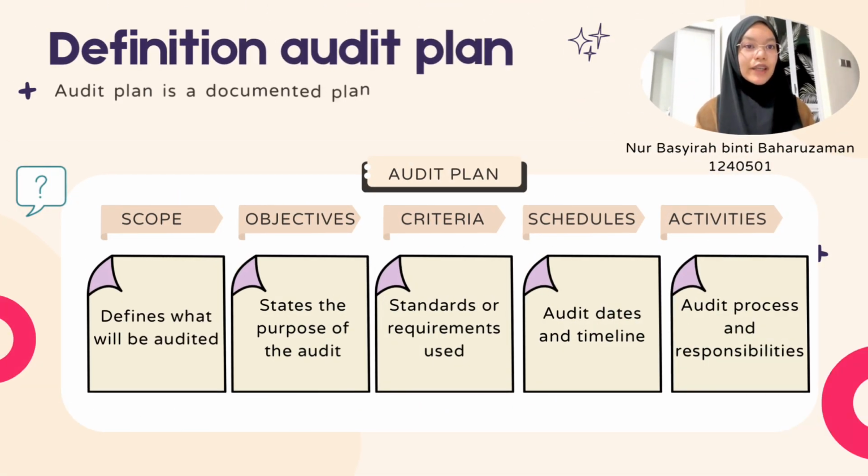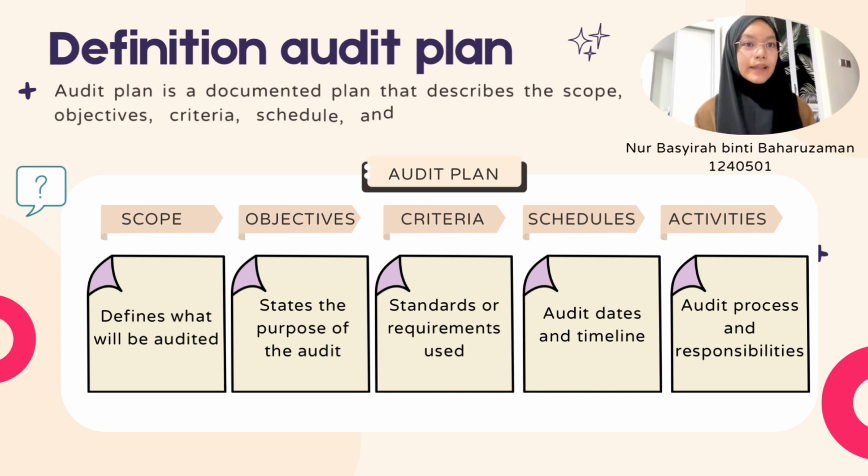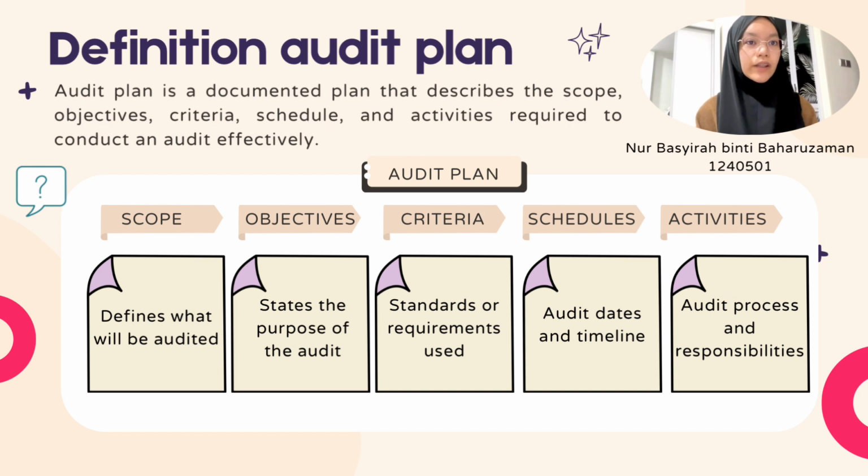Let's move on to the definition of audit plan. An audit plan is a documented plan that describes the scope, objective, criteria, schedule, and activities needed to conduct an audit effectively. The scope defines what will be audited, while the objective explains the purpose of the audit. The criteria refer to the standards or requirements used during the audit.